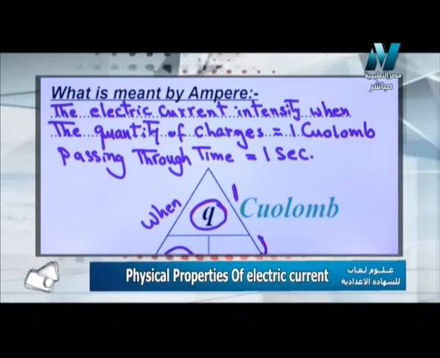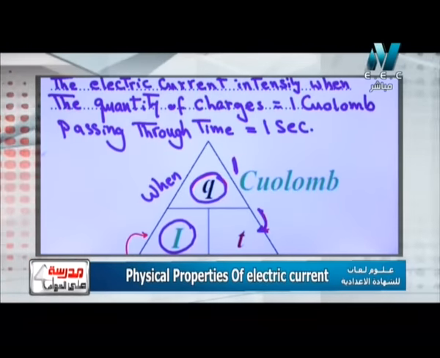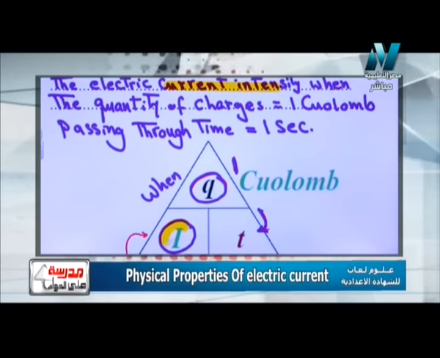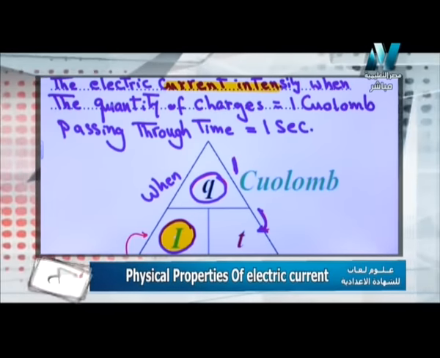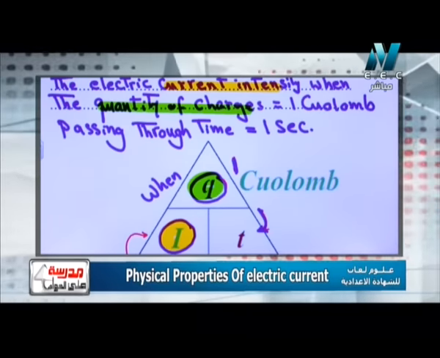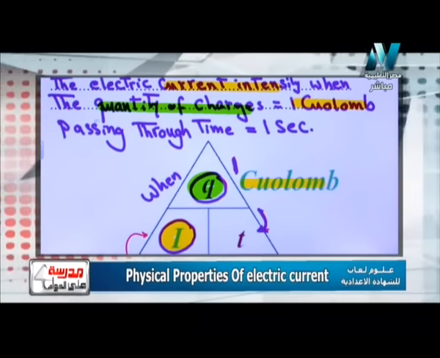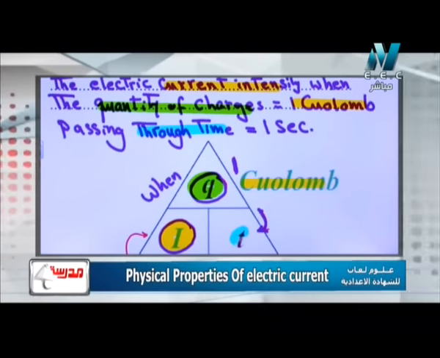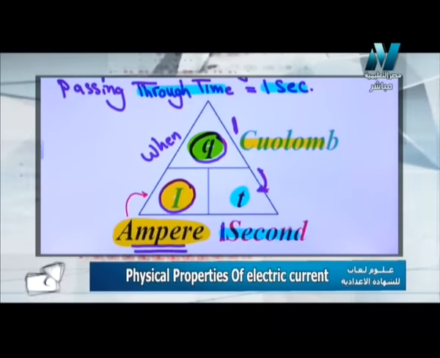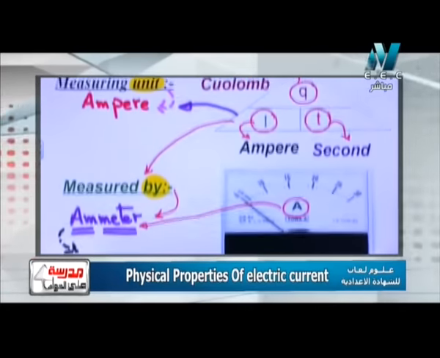We remember the definition of ampere from the magic triangle. Let's see it again. I say it is the electric current intensity, when the quantity of charge equals 1 coulomb, and passing through time equal to 1 second. So we can define what is meant by electric current intensity.